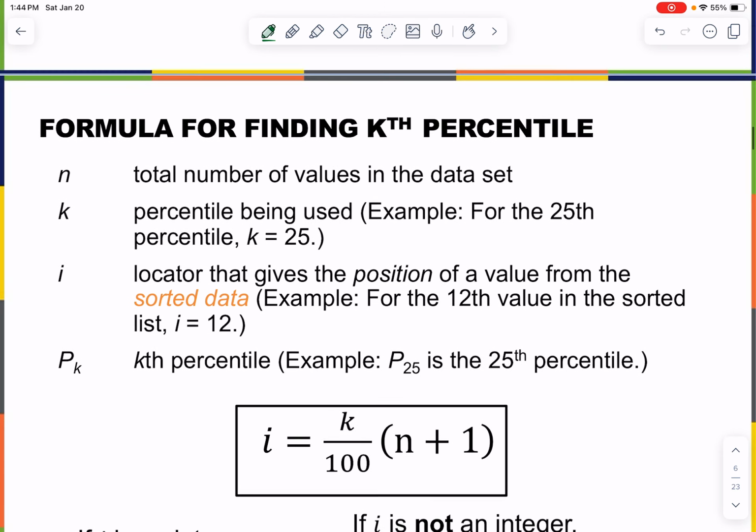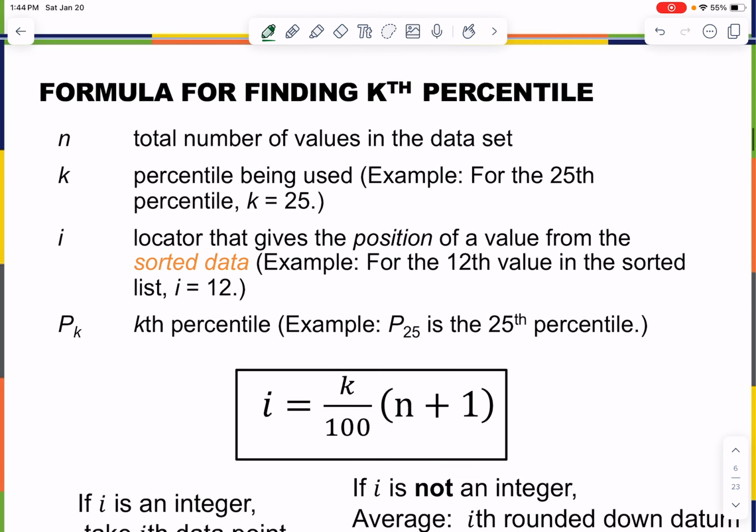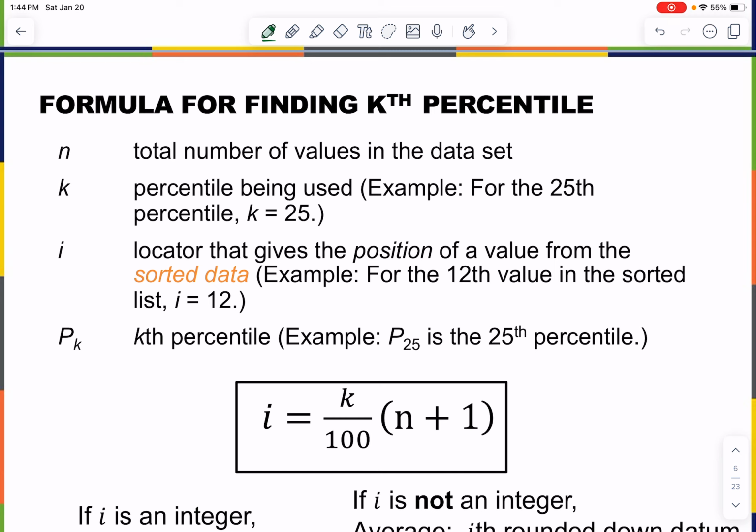Okay. Now there's a formula for finding the kth percentile of a data set. In this case, a data value is not given. Instead, we have the whole data set given. N is the total number of values in the data set. K is the percentile being used, the one that we are looking for. I is the locator that gives the position of a value from the sorted data.